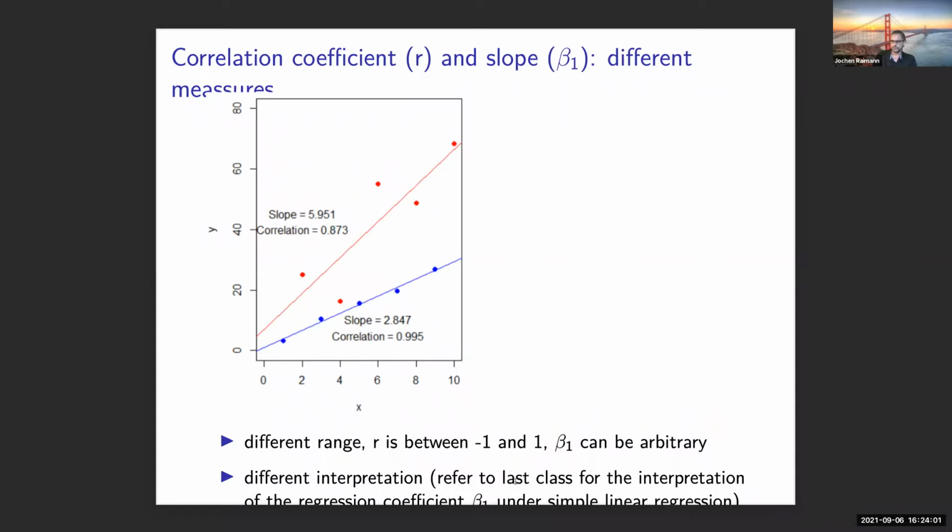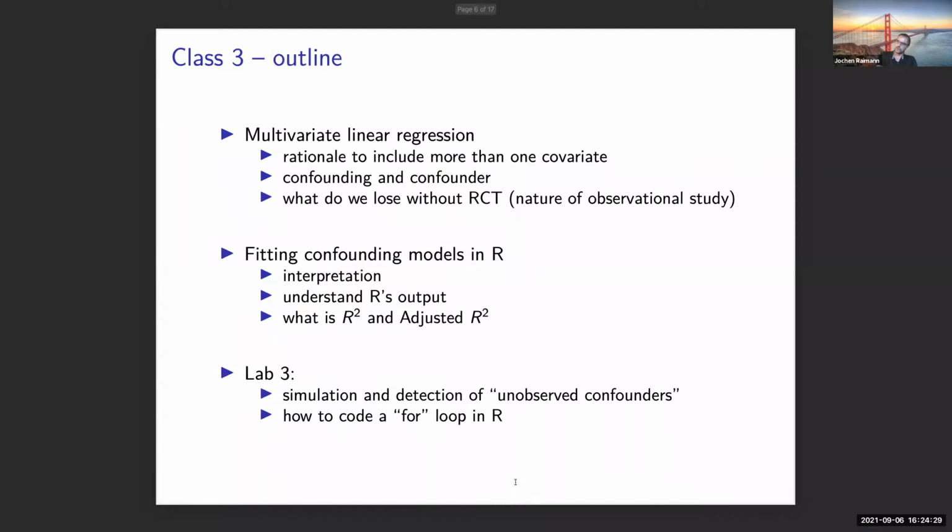It refers to last class for the interpretation of the regression coefficient, beta 1, in the simple linear regression. The difference here is really that you have a standardized regression coefficient. And by this standardization, you can leverage this association between slope and correlation, but in its own right, these two are separate entities and to be treated separately. Good. All right, so this was the recap.